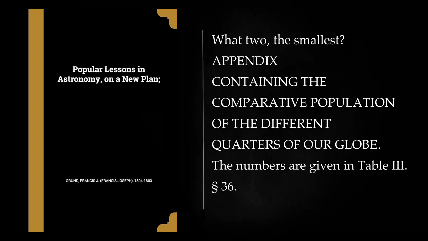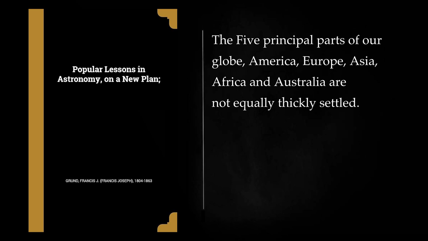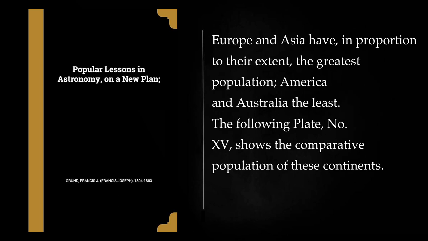Appendix, containing the comparative population of the different quarters of our globe. The numbers are given in Table 3. Section 36. The five principal parts of our globe, America, Europe, Asia, Africa, and Australia, are not equally thickly settled. Europe and Asia have, in proportion to their extent, the greatest population, America and Australia the least. The following plate, No. 15, shows the comparative population of these continents.